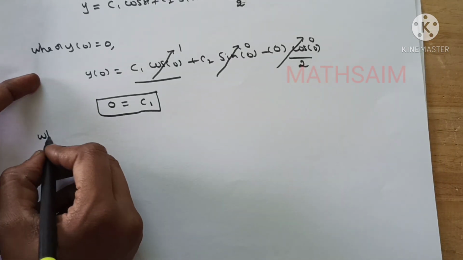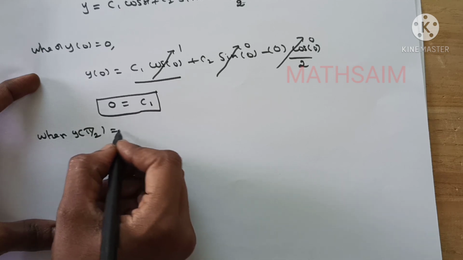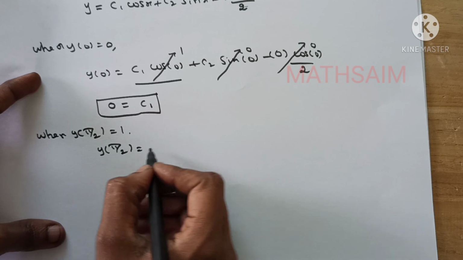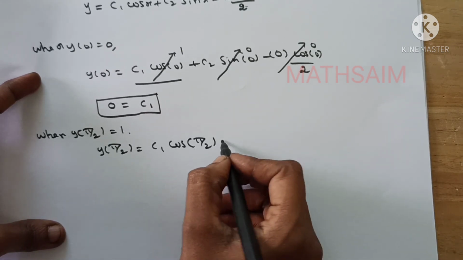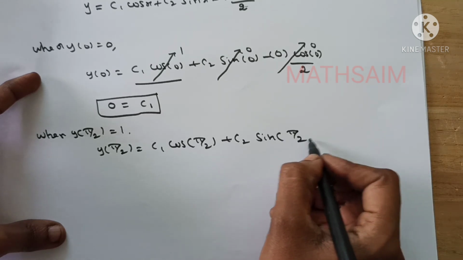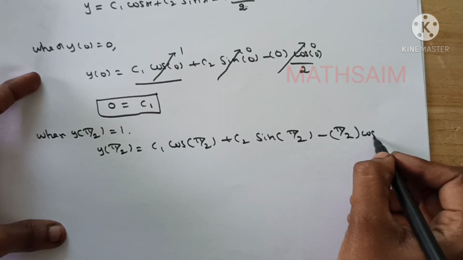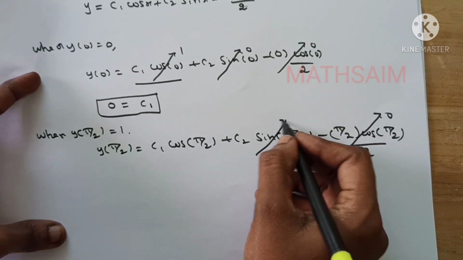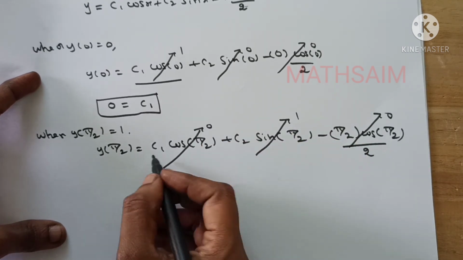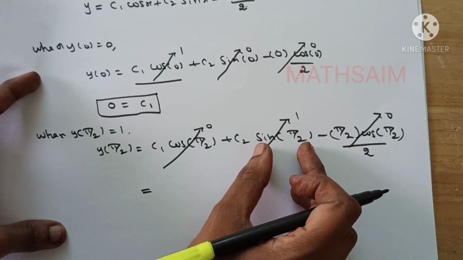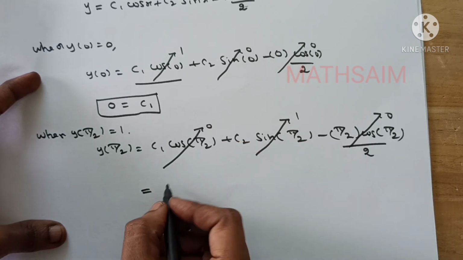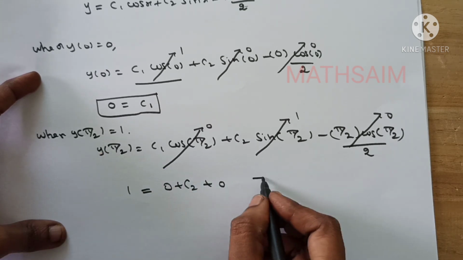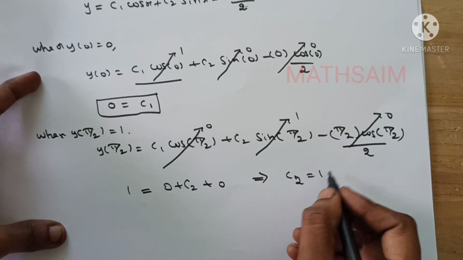In the same way we need to find the value using y of pi by 2, which is 1. For that you substitute x equal to pi by 2. It is c1 cos of pi by 2 plus c2 into sin of pi by 2 minus pi by 2 into cos of pi by 2, whole divided by 2. You know that cos pi by 2 is 0 and sin pi by 2 is 1. 0 into anything is 0, so that term is also 0, but sin pi by 2 is 1, and 1 into c2 is c2 only. But y of pi by 2 is 1, so from this equation we got c2 as 1.